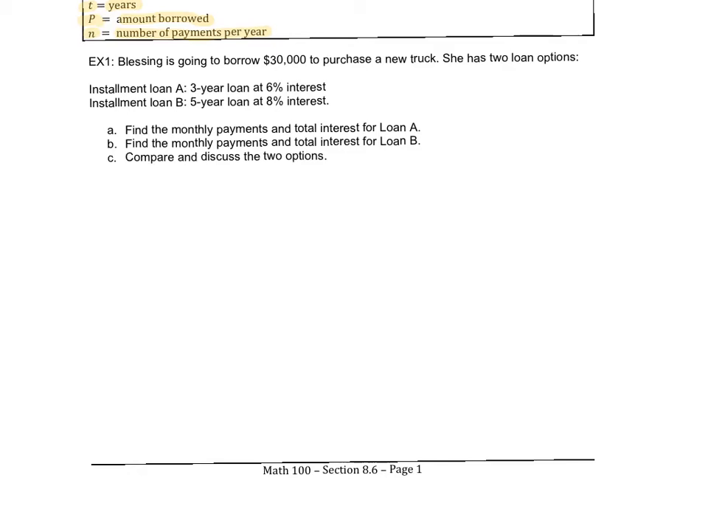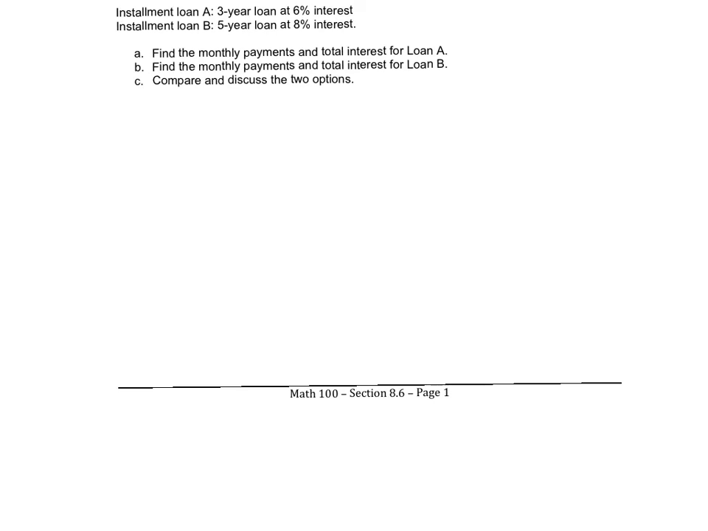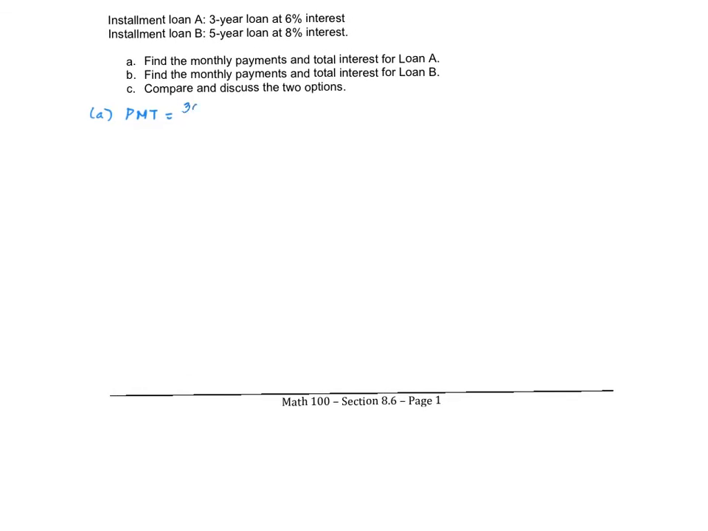So we want to, in Part A, find the monthly payments and total interest paid for loan A. And the same for Part B. Part C, we're just going to compare and discuss the two options. So first of all, in Part A, let me figure out what the payment would be. So the monthly payments would be, again, be careful how you put this in your calculator.